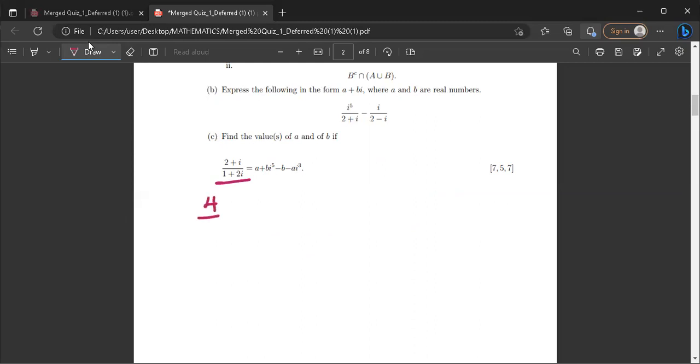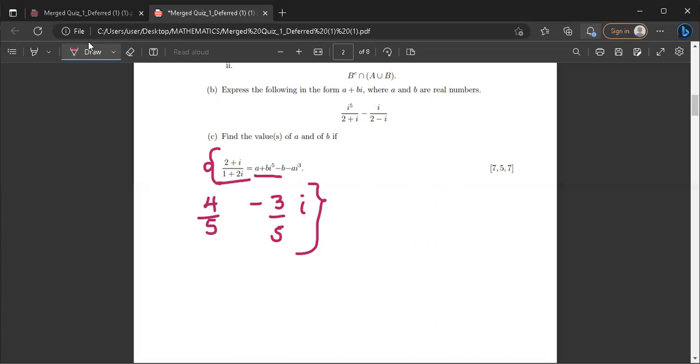So it should be 4 over 5 minus 3 over 5i, like this. This is the part. If you rationalize this properly, you should have come to this part. Now, on this right side as well, you should put it in the form where you have real numbers: the real part and the imaginary part.